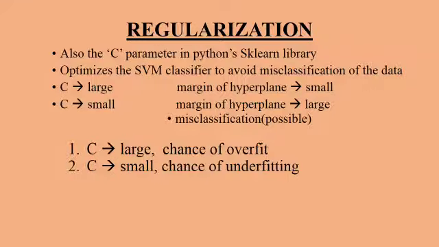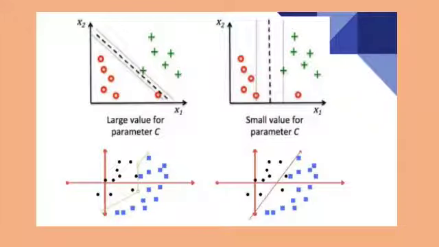Then regularization. Regularization is also the C parameter in the Python sklearn library. It optimizes the SVM classifier to avoid misclassification of data. These are the diagrams for regularization.